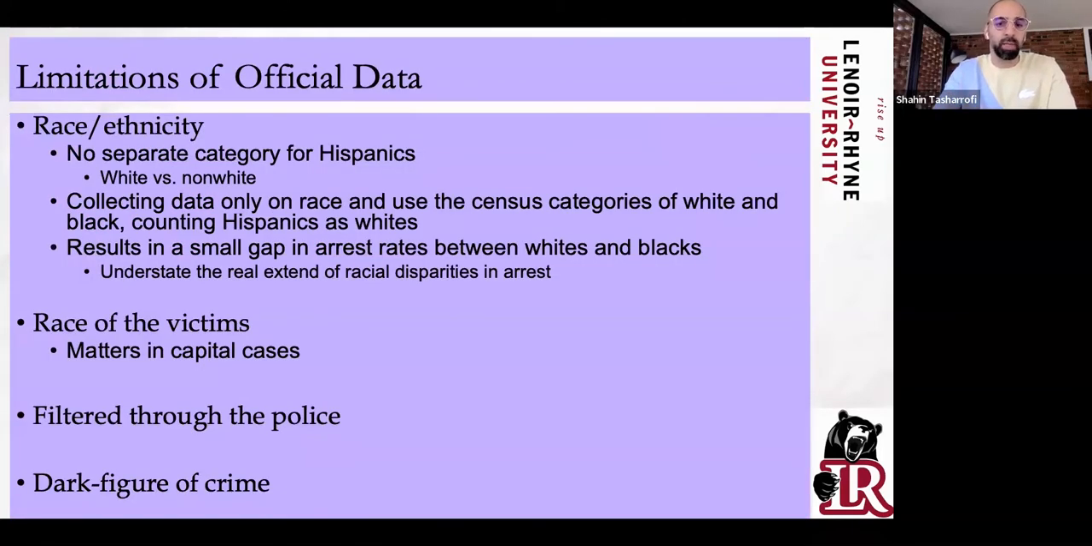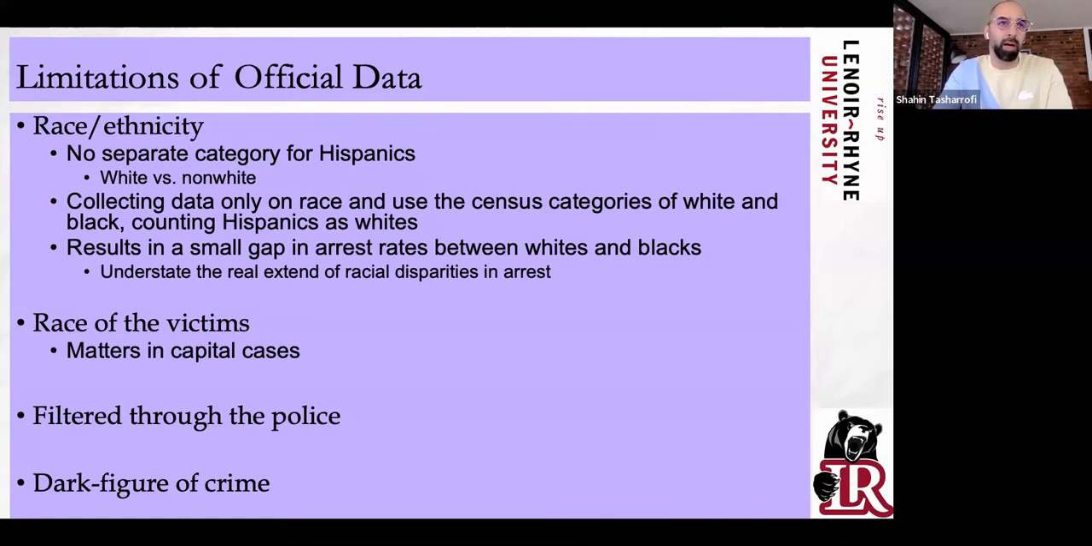So what are these limitations associated with official data that are important for our purpose? There are many limitations, but here I'm focusing on only two or four of them that are directly related to our topic this week. A major problem is that we do not have a valid way of categorizing individuals based on their race or ethnicity. For example, in many criminal justice agencies, race and ethnicity is categorized as white versus non-white, which of course is going to be very complicated.